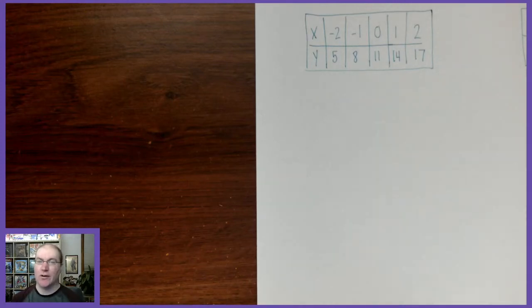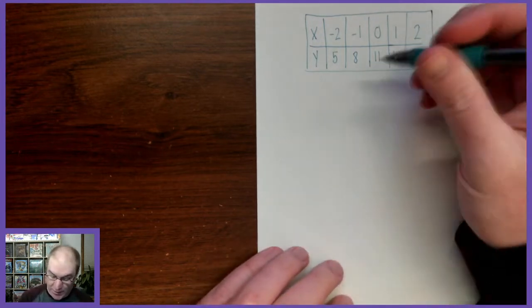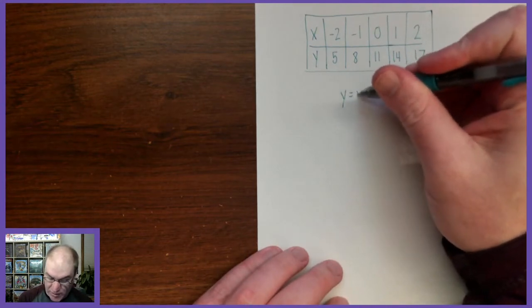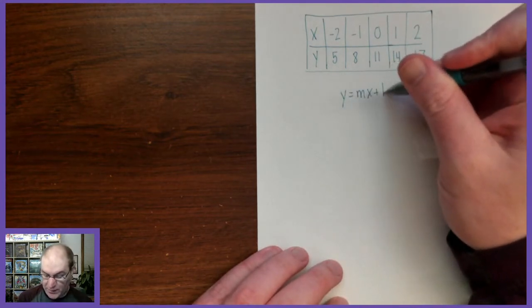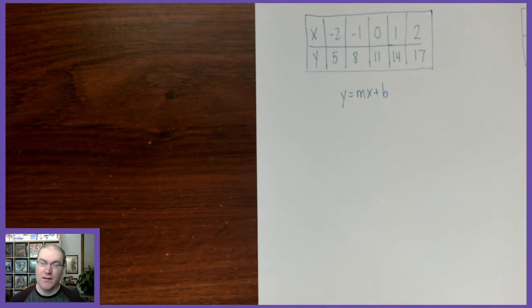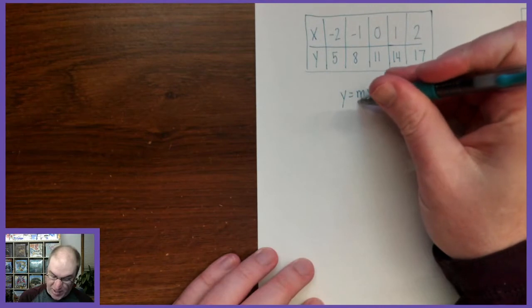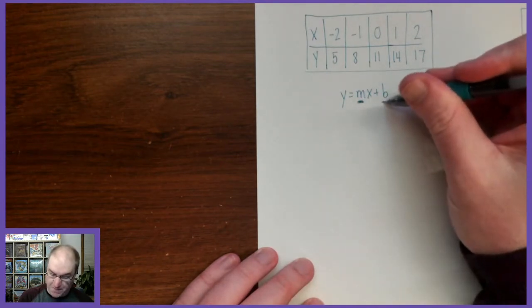In this video, we're going to go through how to turn a table of values into a linear equation. So here we have a table of values, and they want us to write it as a linear equation. Remember, linear equations can be written in this format, y equals mx plus b. Now we need to change two letters in this equation into numbers. The two letters that we need to change are m and b.